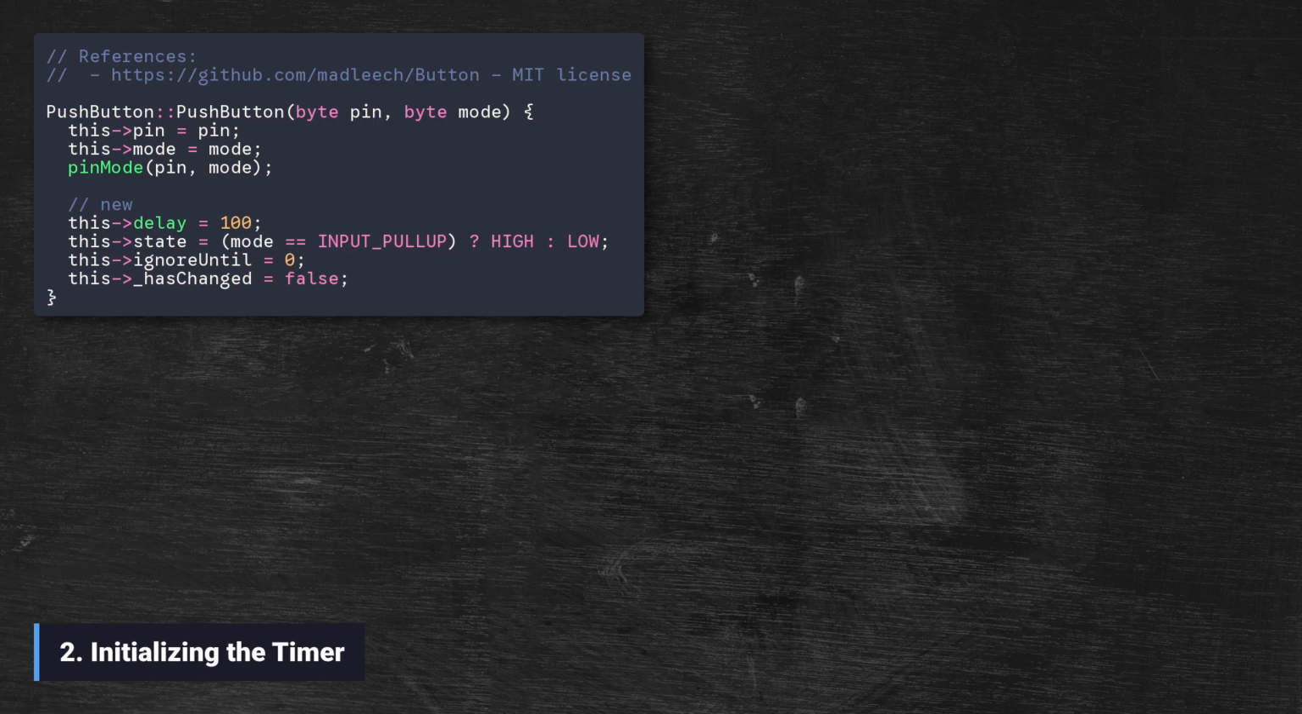This ensures that as soon as the program starts running, the button is ready to be read immediately without waiting for any pre-existing delay periods. _hasChanged = false; sets the change flag to its default no-change-yet state.